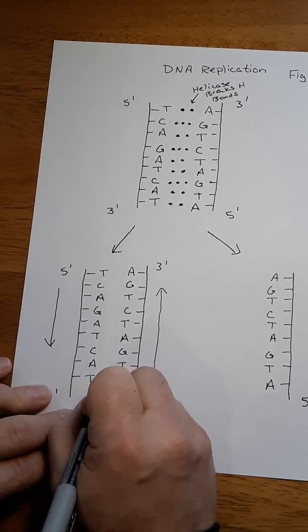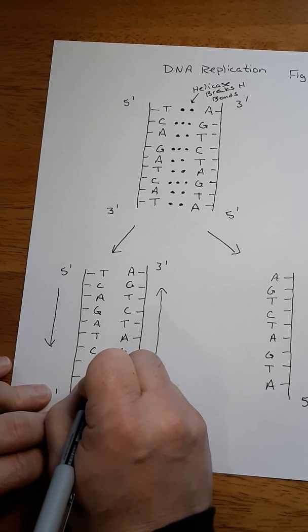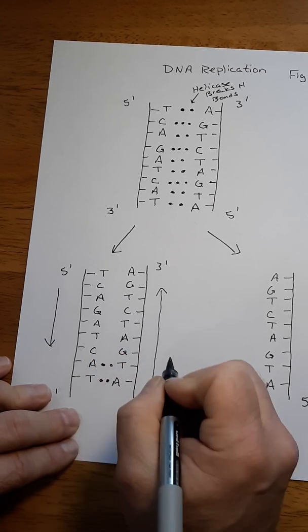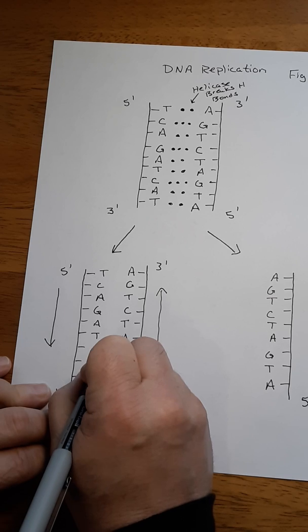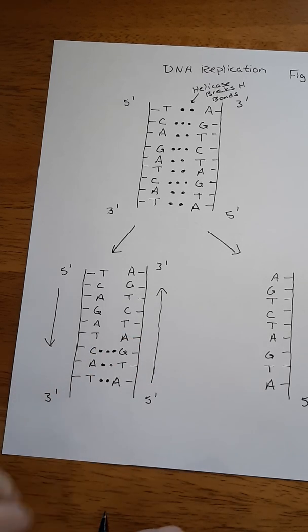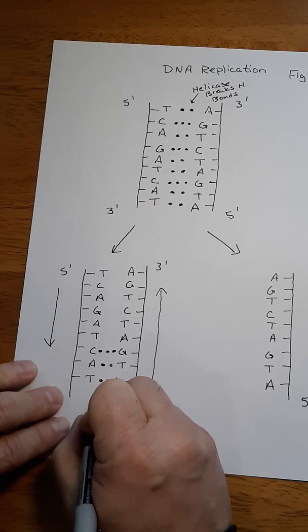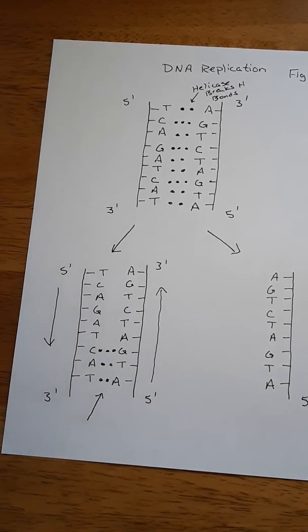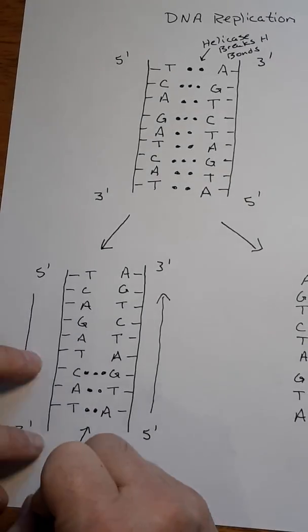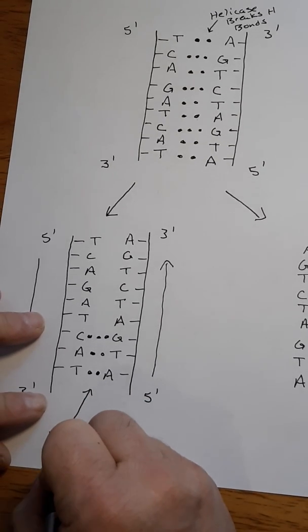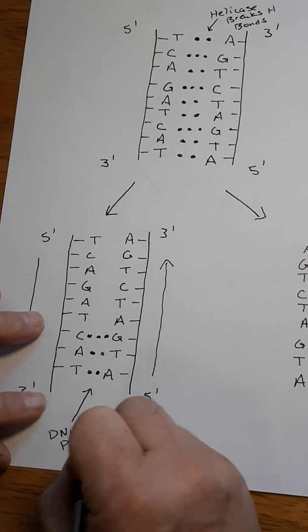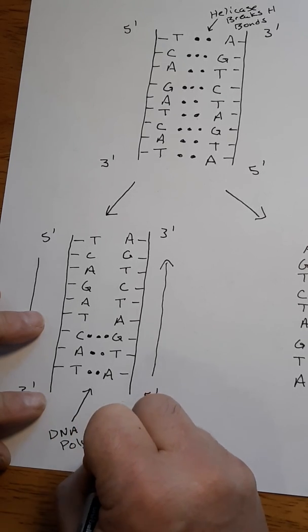These hydrogen bonds get reestablished. Remember, 2 between adenine and thymine. And I'm just going to show a few of these here, and 3 between cytosine and guanine. Okay, the enzyme that rebuilds these hydrogen bonds is called DNA polymerase.